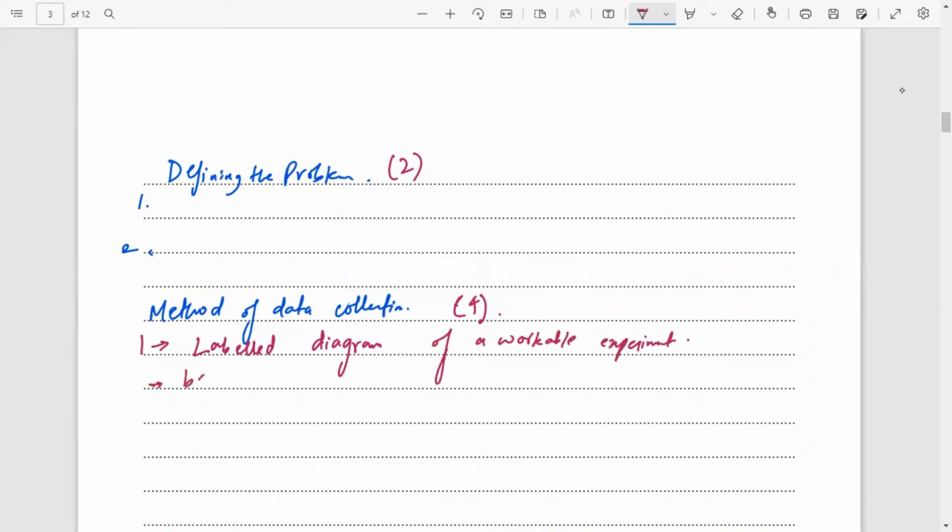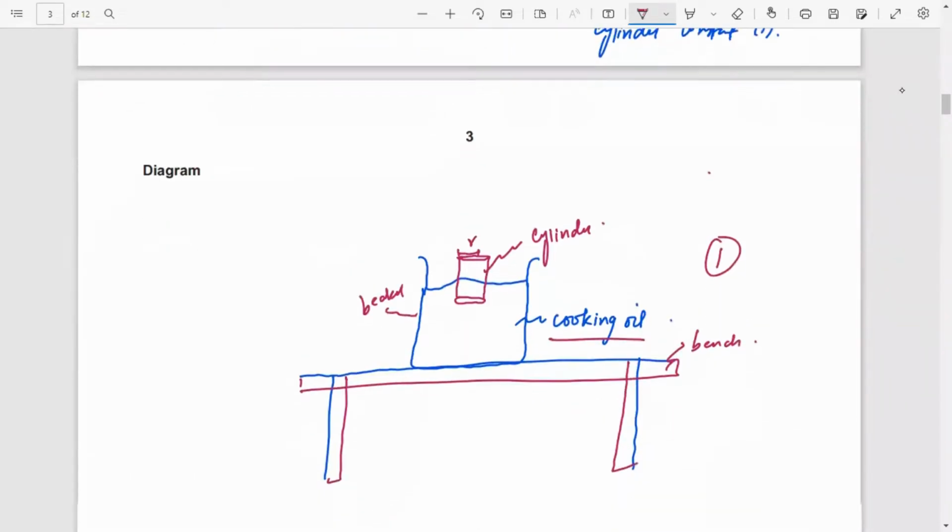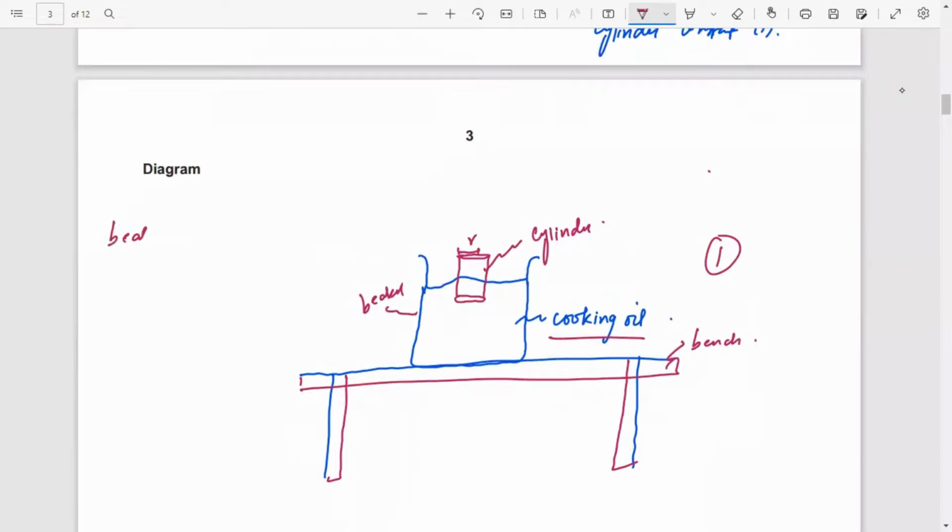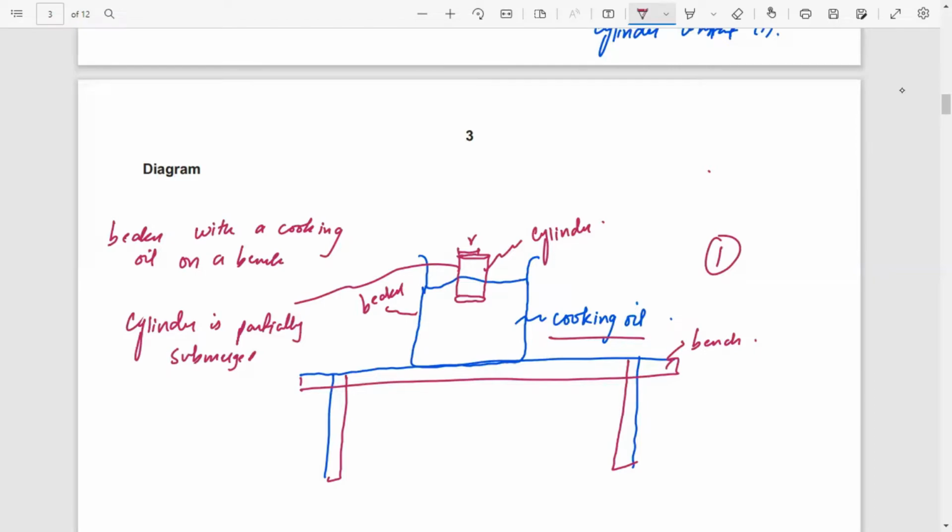You will have a beaker. Label diagram of workable experiment, beaker. So I have a beaker with a cooking oil on a bench, as I've already told you here, and the cylinder is partially submerged. Okay, cylinder is partially submerged in the cooking oil, and you will label the cooking oil and the cylinder, right? अच्छा, उसके बाद आप method बताएंगे how to determine the mass.